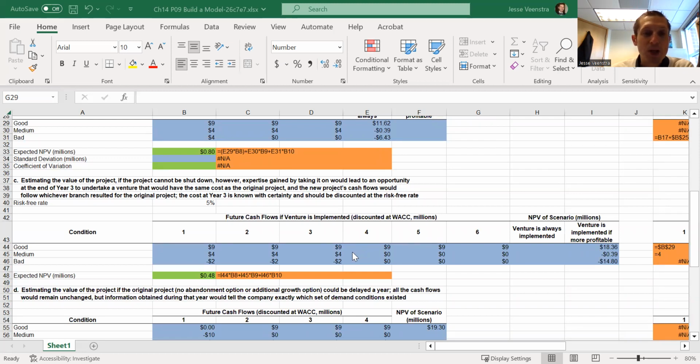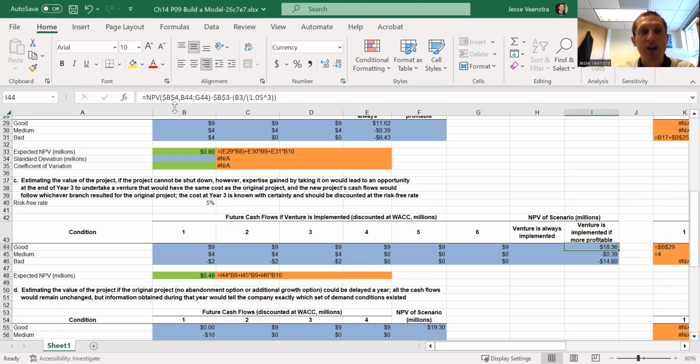Now, the tricky thing with this is the risk-free rate comes into play. So they can do the reinvestment after year 3 at a 5% risk-free rate. And so we have our cash flows here that we're discounting by our weighted average cost of capital of 12%, but our reinvestment in year 3 has to be separately discounted at 5%.